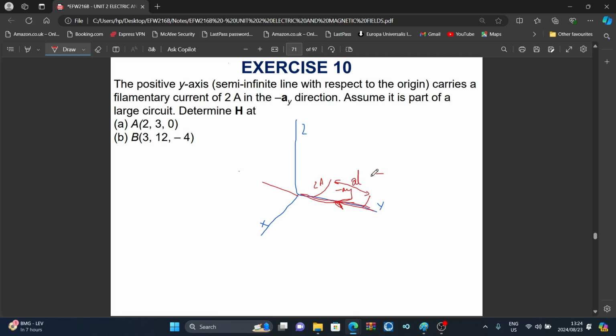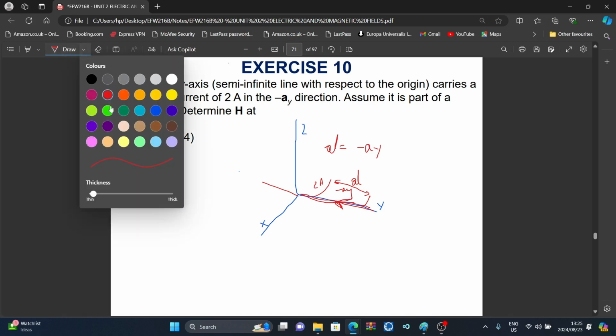So we can say that our AL in this case is the same as AY, the direction of the current. That's the first thing, so we have our direction correct. Now we go to number A.